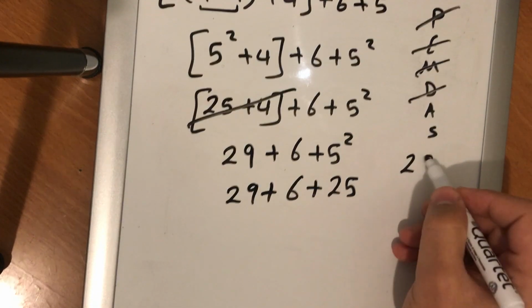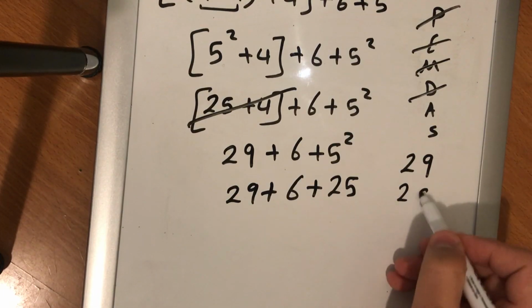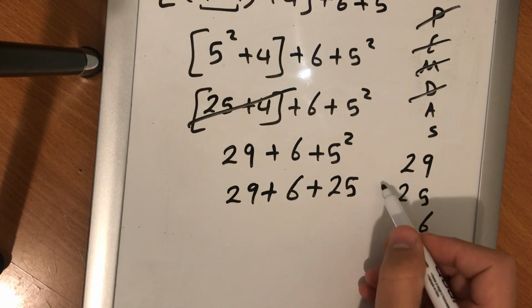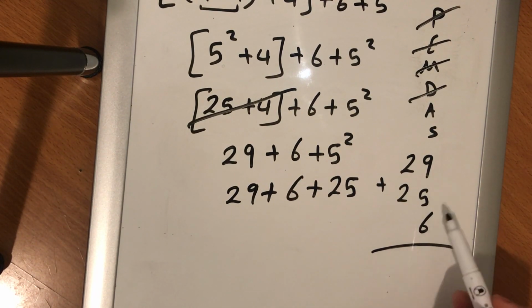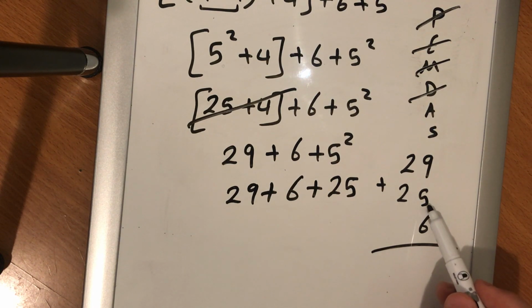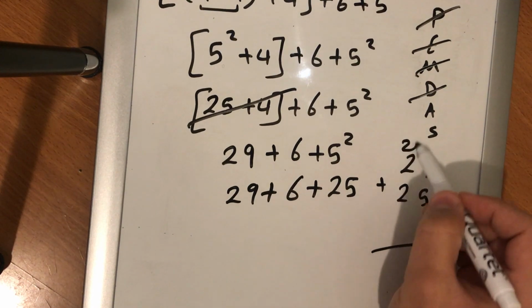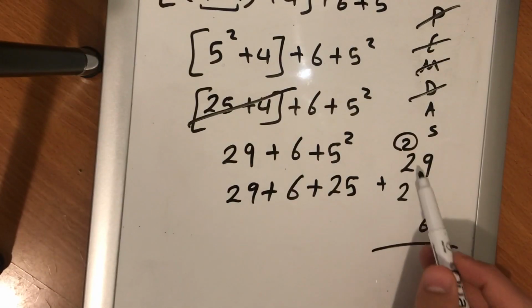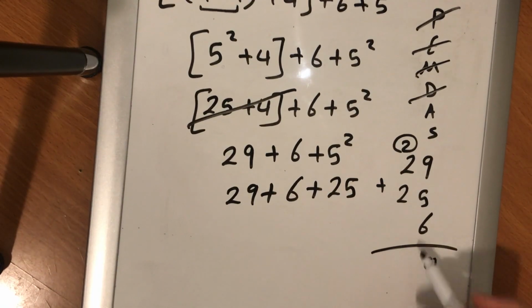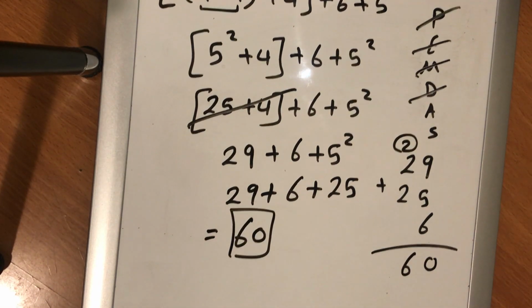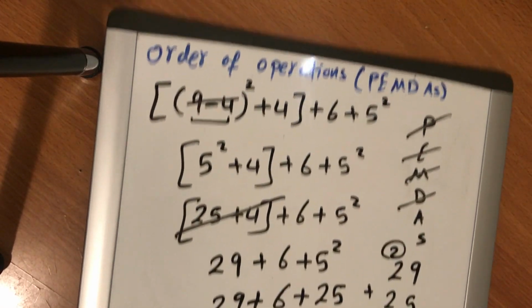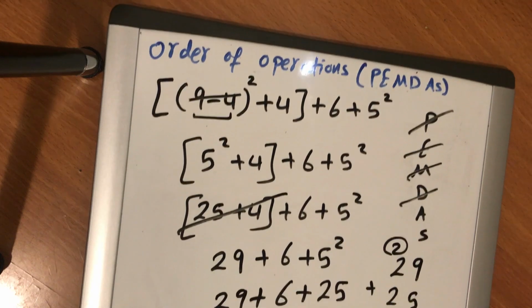Let's line this up. 29 plus 25 plus 6 in the ones place value. Well, 9 plus 5, that's a 14. 14 plus a 6, that's a 20. 2 plus 2 plus 2, that just gives us a 6. So the answer is a 60. And that is the answer for this order of operations problem.